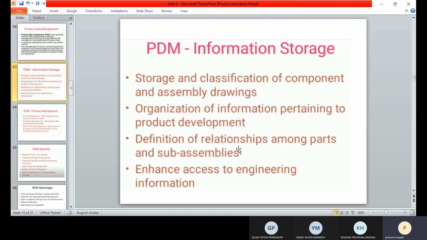And last is to enhance access to engineering information. Of course, these come under information storage. So just write down PDM required, or PDM for information storage. That is the major role of product data management in industry. Information is very important. Unnecessarily we cannot collect things or purchase things.